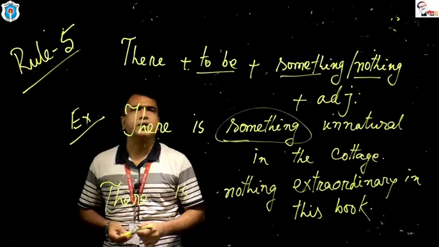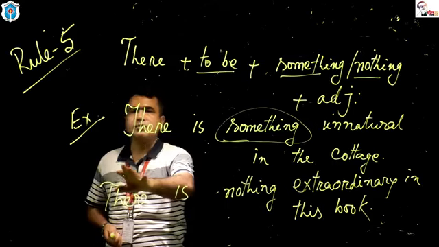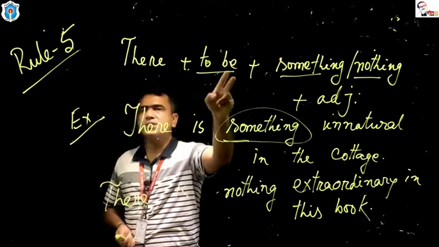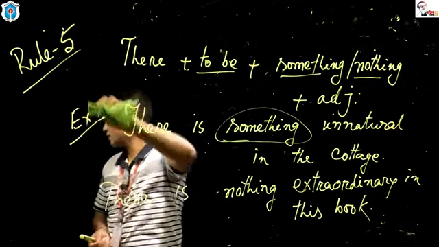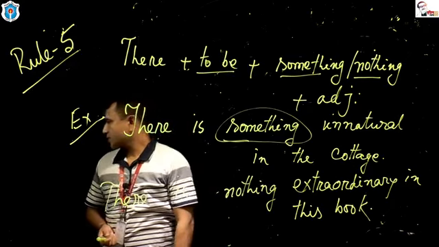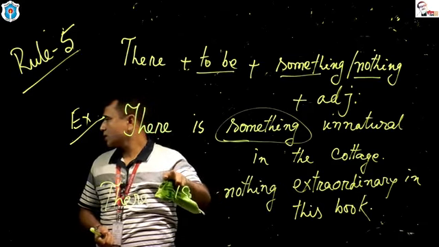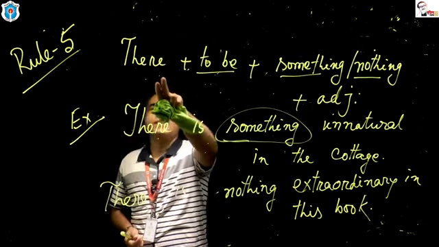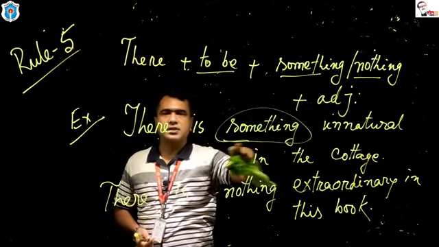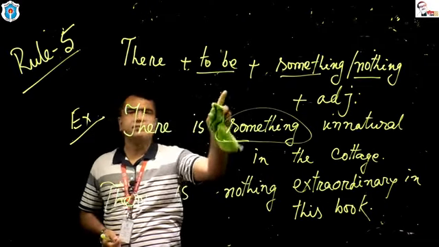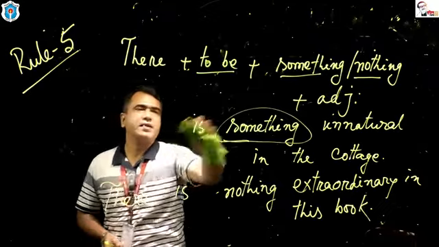So we see we can use something and nothing with introductory there by using these structures. There is something supernatural in the Marine Drive. Yes, it is a very appropriate example. Okay, there plus to be plus something or nothing plus adjective. That means we can use there by following the structure with something and nothing.